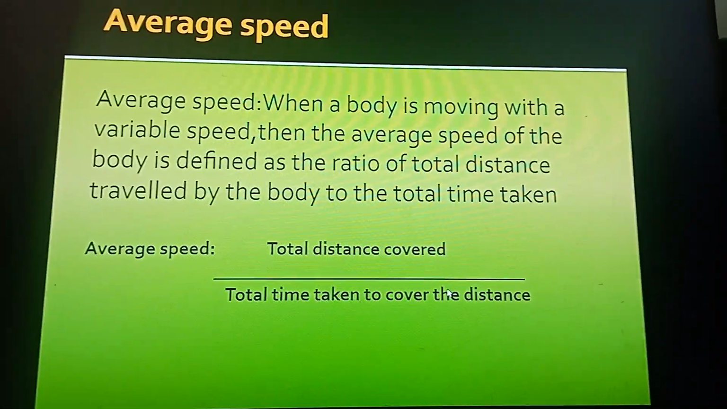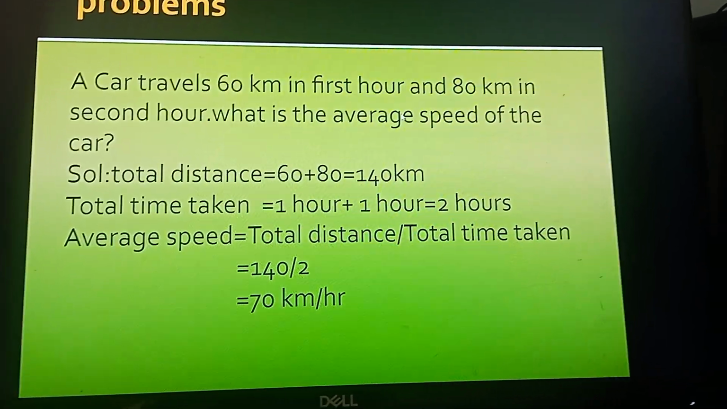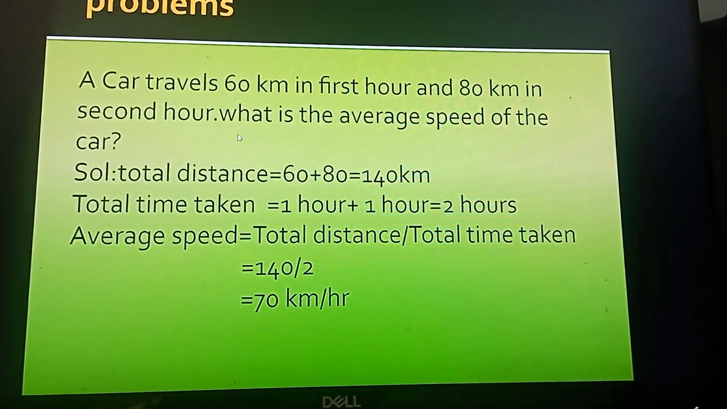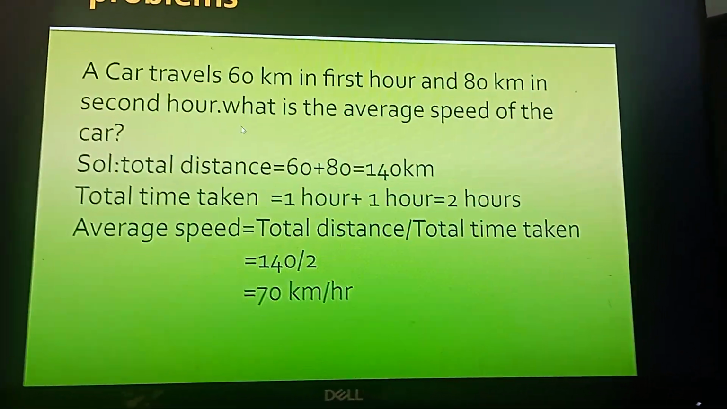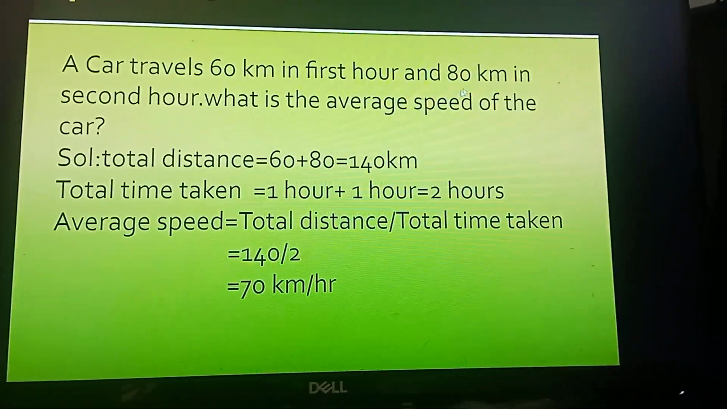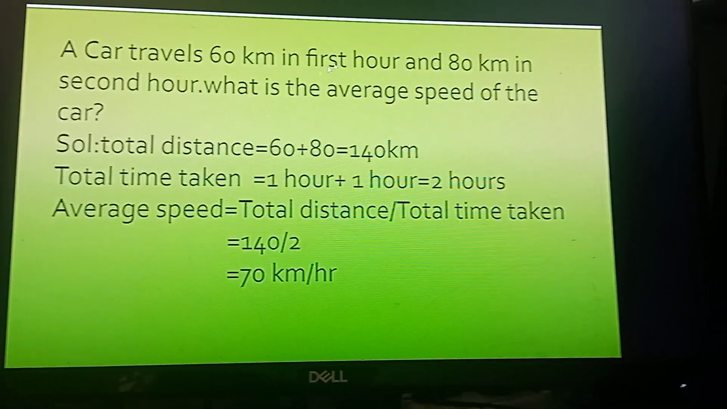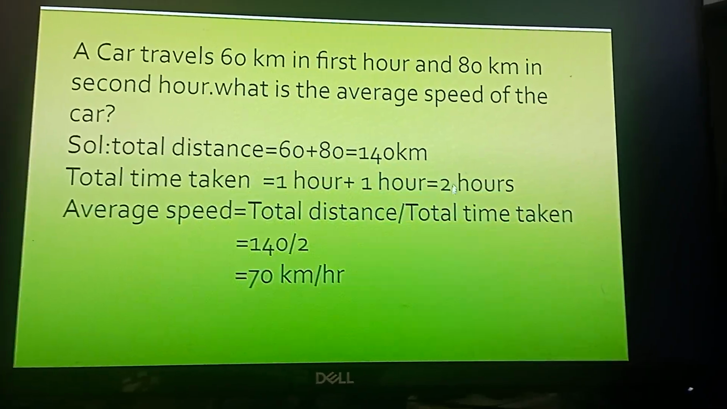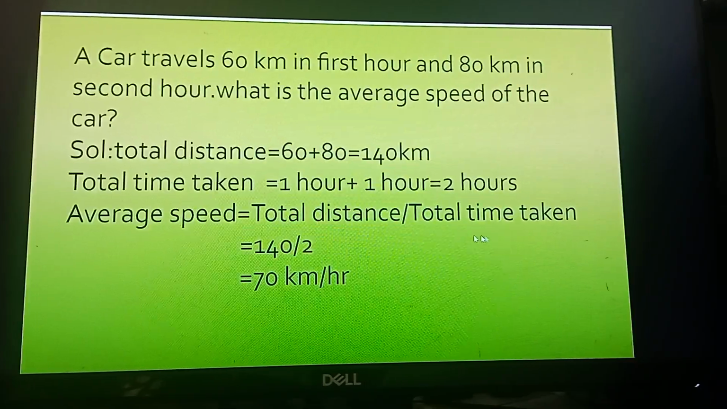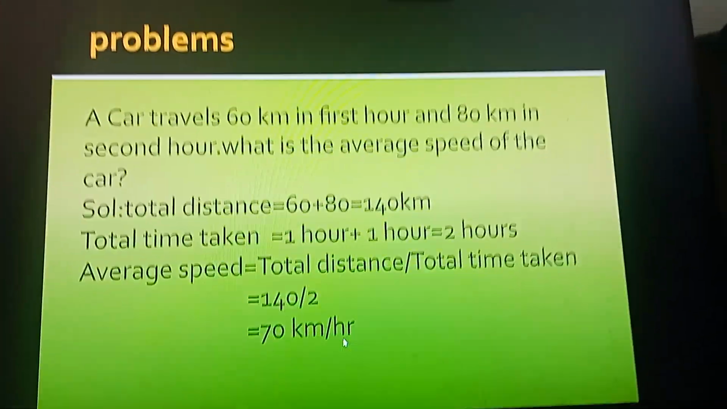See one problem based on this. A car travels 60 km in the first hour and 80 km in the second hour. What is the average speed? What is the formula? Total distance by total time taken. What is the total distance? 60 km and 80, 60 plus 80, 140 km. What is the time taken? First hour, second hour, 1 plus 1, 2 hours. So what is the average speed? Total distance by total time taken, 140 by 2. We will get 70 km per hour.